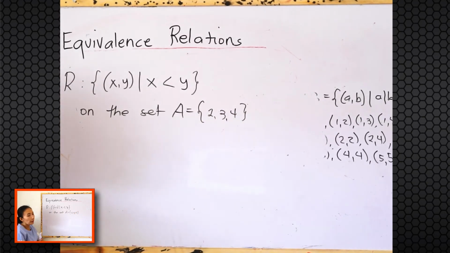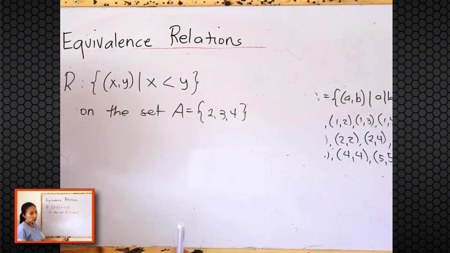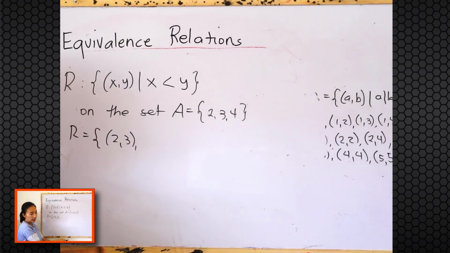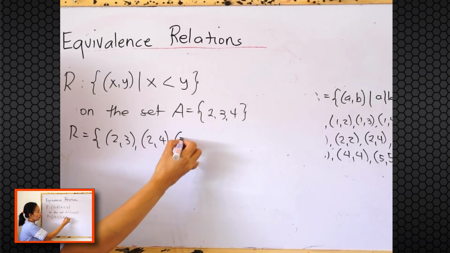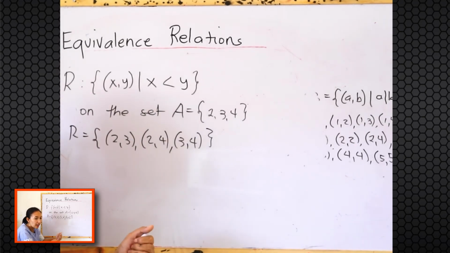Okay, how about a relation defined such that x is less than y on the set {2, 3, 4}? What are the elements of R? The elements of R are (2,3), (2,4), and (3,4). Yes? Okay. Right away from the listing of the ordered pairs, what can you say about the relation? Is it an equivalence relation?